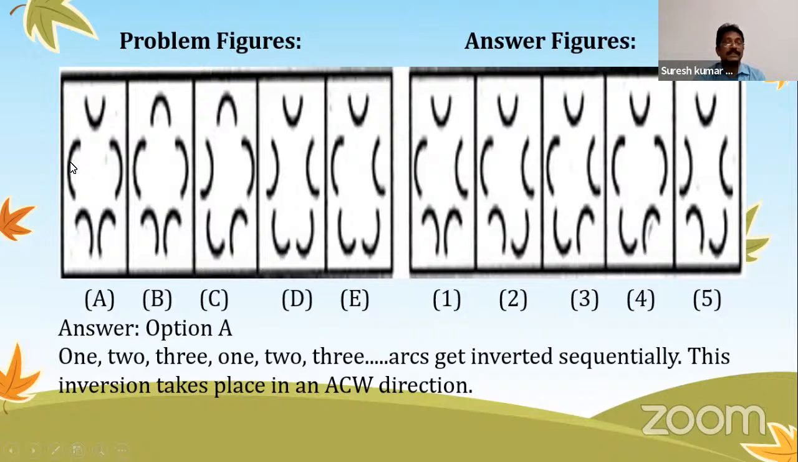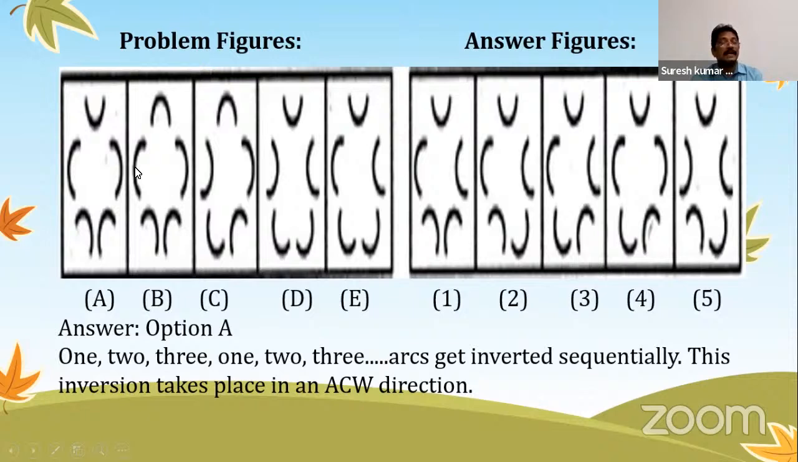Okay. Now this arc is inverted here. It's not inverted. This one is here. These two, 1 and 3, are inverted. Here, these are not inverted. This and this are inverted. These two, 1 and 3, are inverted. This was inverted. This is not inverted. Correct? Okay. Now come to the next one.